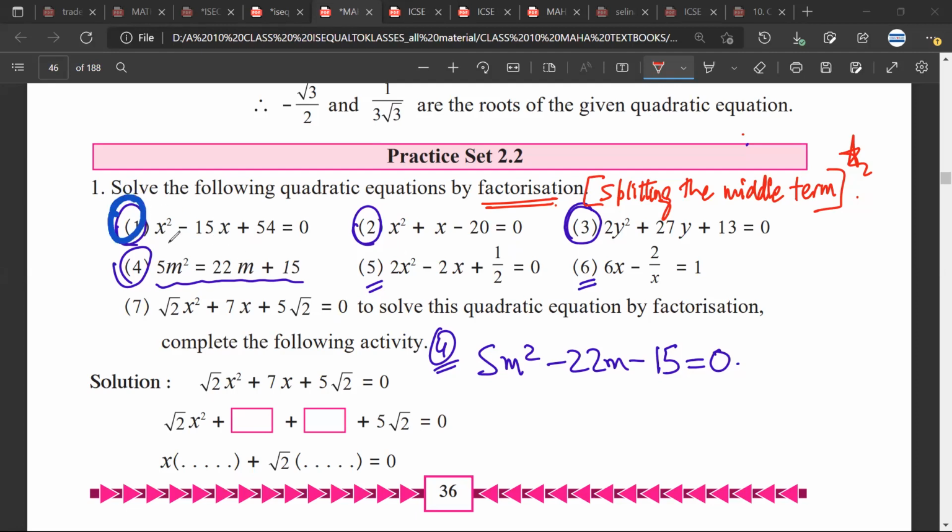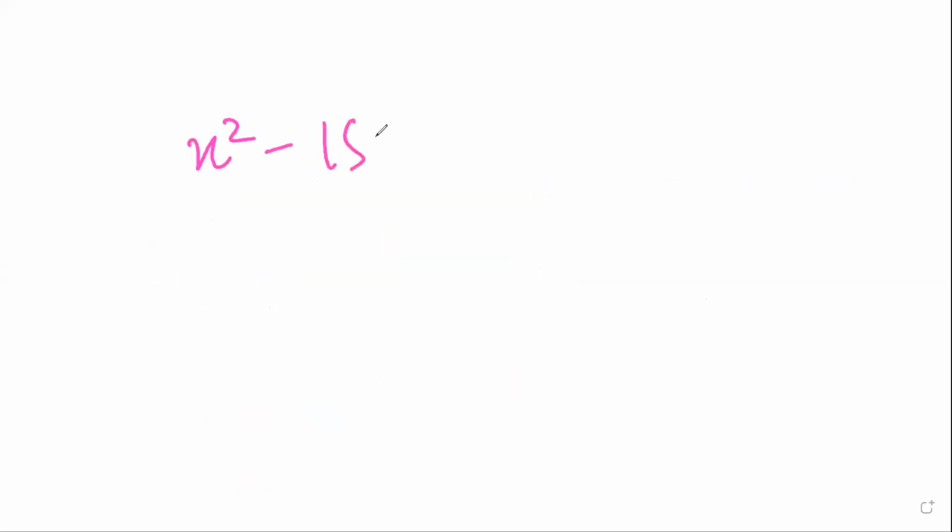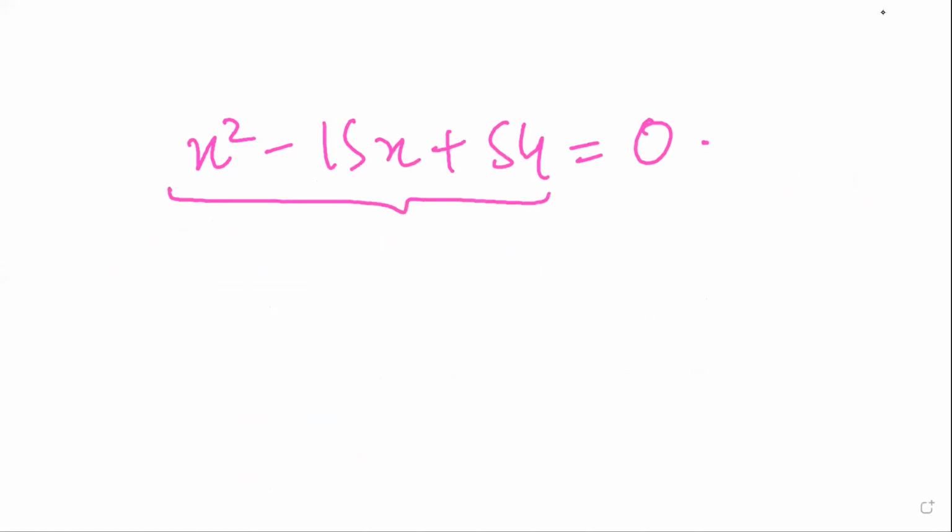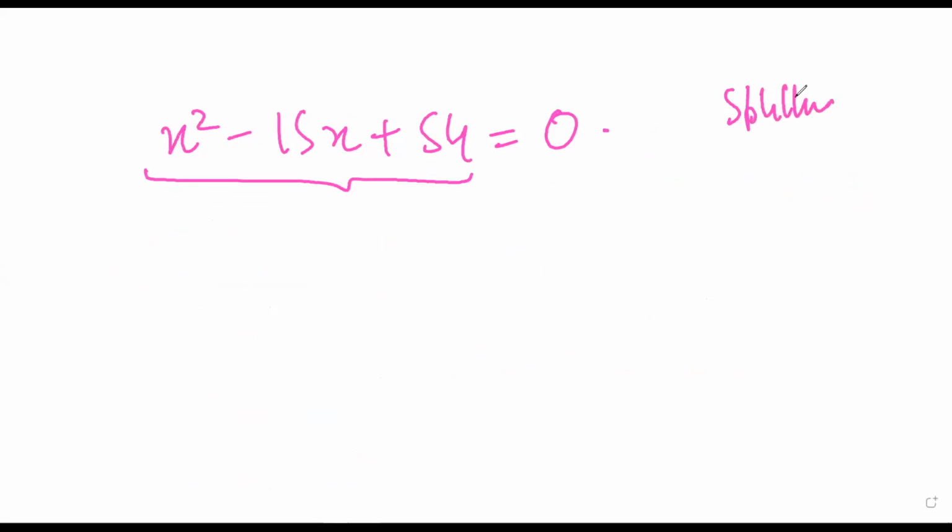Question number 1. x square minus 15x plus 54 is equal to 0. See, this has to be solved using splitting the middle term. Splitting the middle term. So, there is an invisible 1 written here.